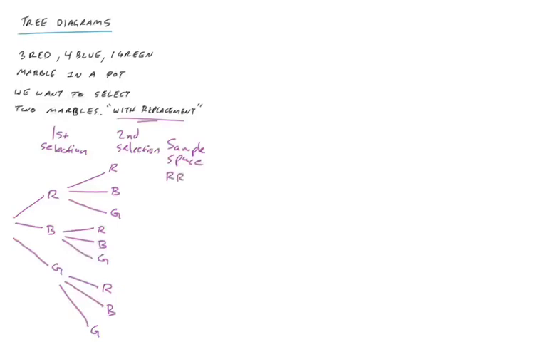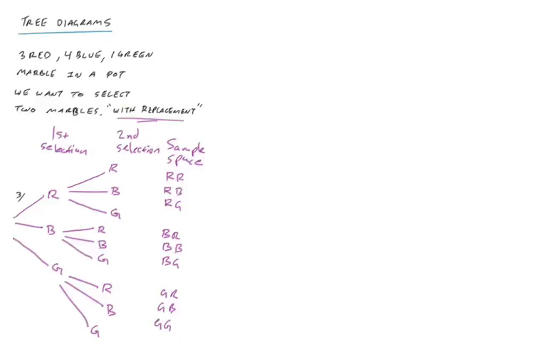So I could get red, red, and that's if I follow this path right here. I could also get red, blue, and that's if I follow this path right here. And I could also get red, green, and that's if I follow this path right here. And same thing for all these others. If I pick one of these paths, like here, that's going to end up giving us blue, green. And so if we follow all the different paths on our tree diagram, we're going to be able to get our entire sample space.